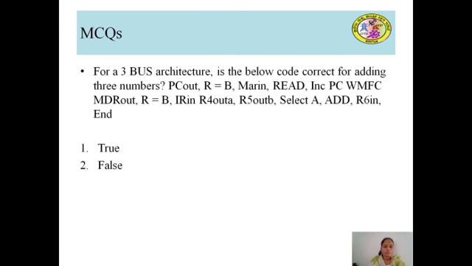The next question, for 3-bus architecture, is the below code correct for adding 3 numbers? PC out, R equal to B, MAR in, read, increment PC, wait for memory function to complete, MDR out, R equal to B, IR in, R4 out through bus A, R5 out through bus B, select A of multiplexer, add, R6 in and end. So this is true. This is the same example that we studied in the previous slides. So the answer for this one is true.